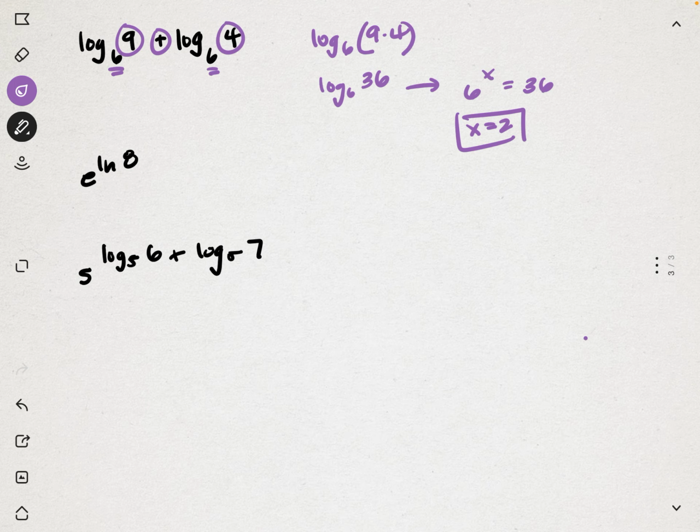Okay, this one again, e and ln cancel out. So e to the ln 8, these cancel. We end up with 8.